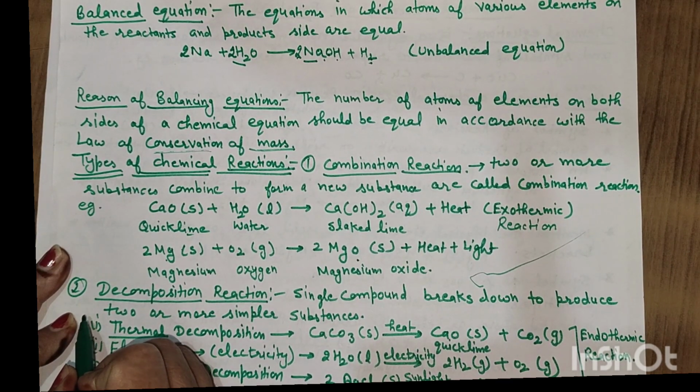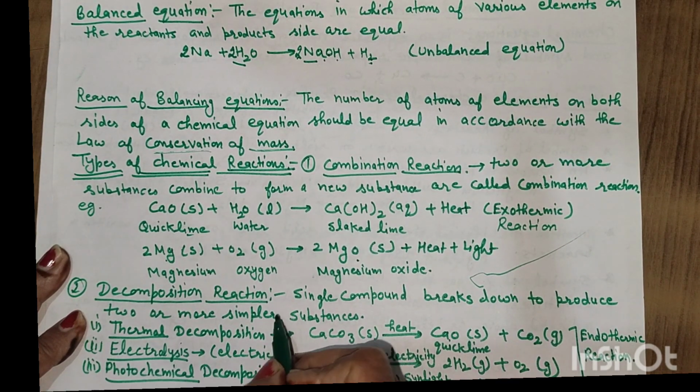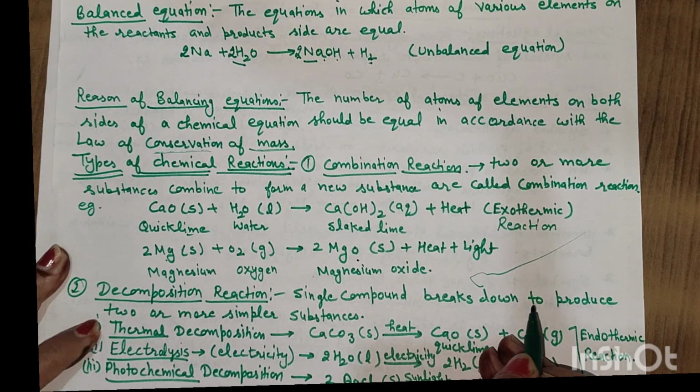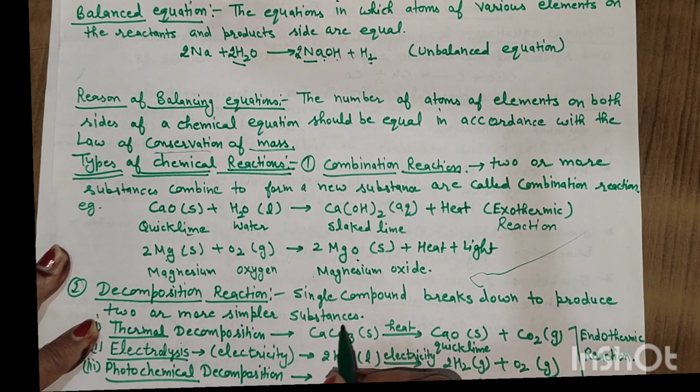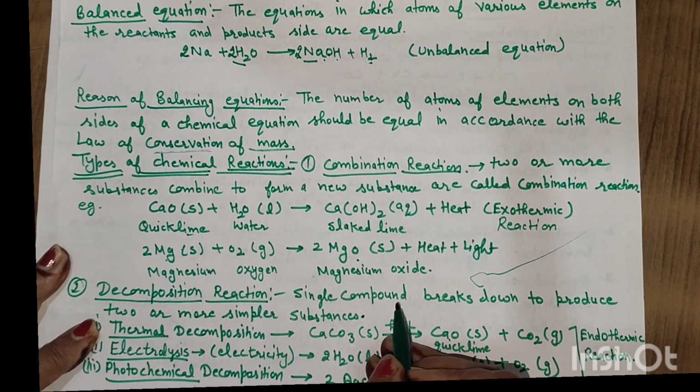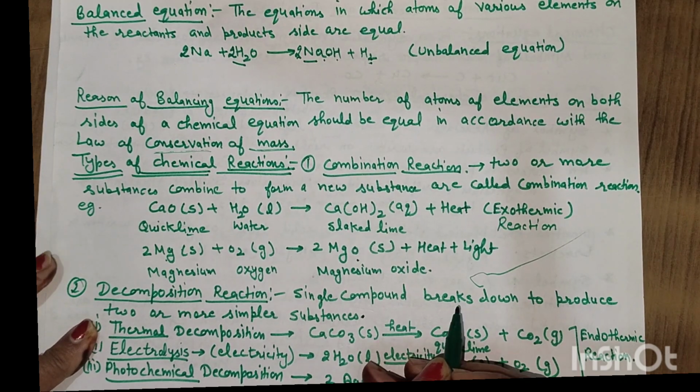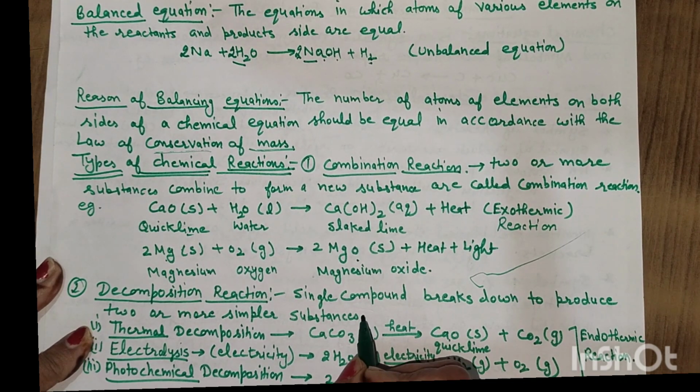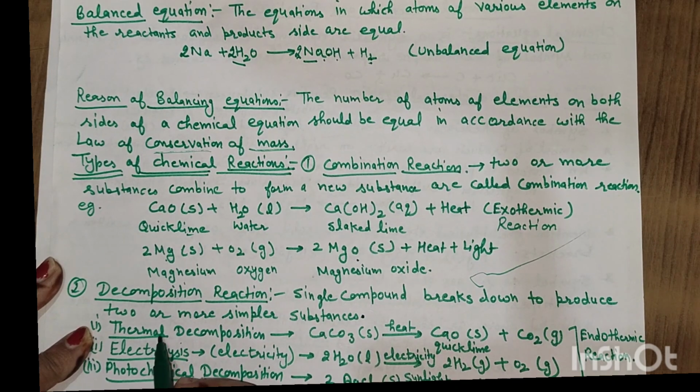Now the decomposition reaction. Decomposition means the breakdown of a compound to produce two or more simpler substances. Here a single compound breaks down to produce two or more simpler substances. There are three types of decomposition: thermal decomposition, electrolysis, and photochemical decomposition. Thermal decomposition is decomposition by heat.